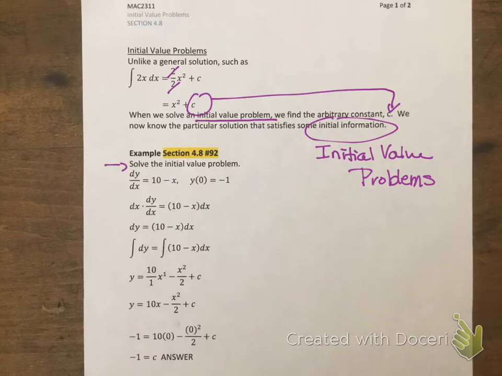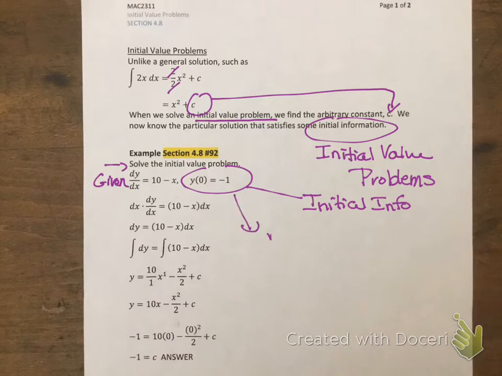Your directions ask you to solve the initial value problem. Here is my derivative that I am given, and this is my initial info that I am given. y of 0 equals -1 means this: when x is equal to 0, then y is equal to -1.